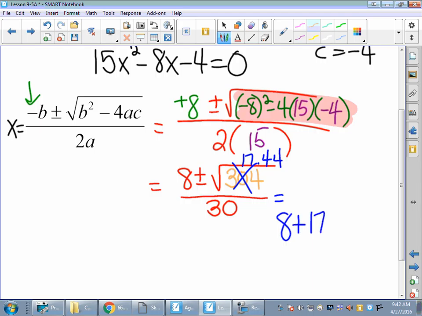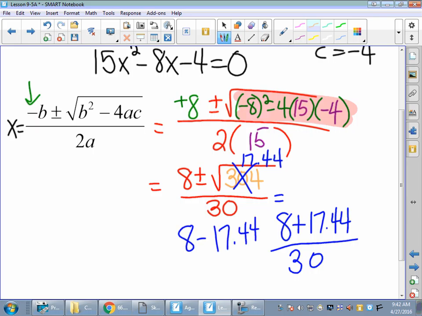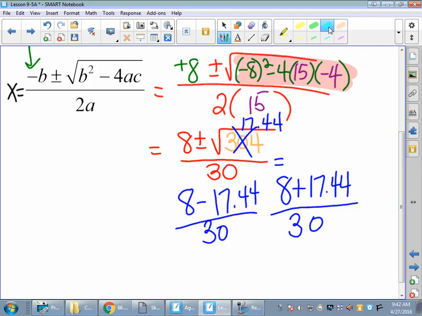So that means I'm going to do two problems. 8 plus 17.44, divide that by 30. 8 minus 17.44, divide that by 30. The only sign that changes comes from that plus or minus. So again, when you use your calculator, do 8 minus 17.44, hit an equal sign before you divide by 30. The reason is if you do just subtraction and division, your calculator is going to divide 17.44 by 30 before it does 8 minus. So we have to hit an equals at the end of each numerator.